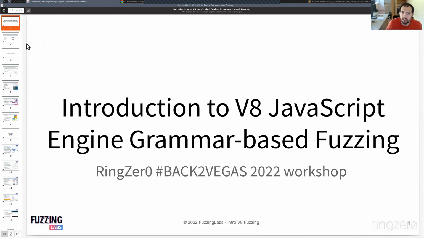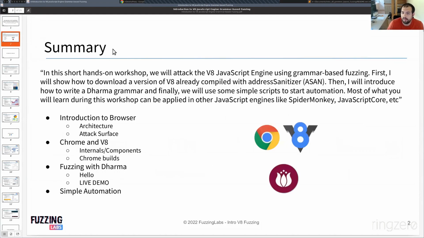Okay. So let's start. So introduction to V8 grammar-based fuzzing. So that's the goal of today. Introduction to browsers, really quick, just also to discuss the attack surface, Chrome and V8, fuzzing with Dharma, and also a tiny Python script for automation, just for you to have something to start with.